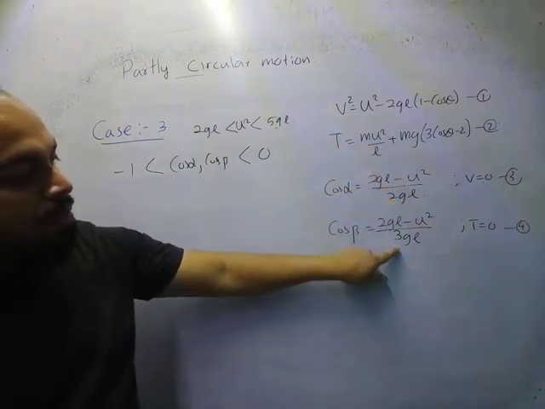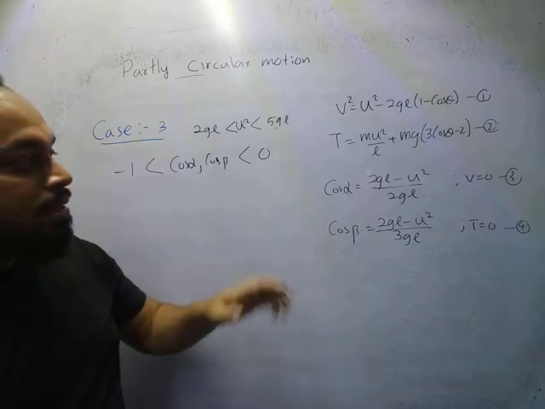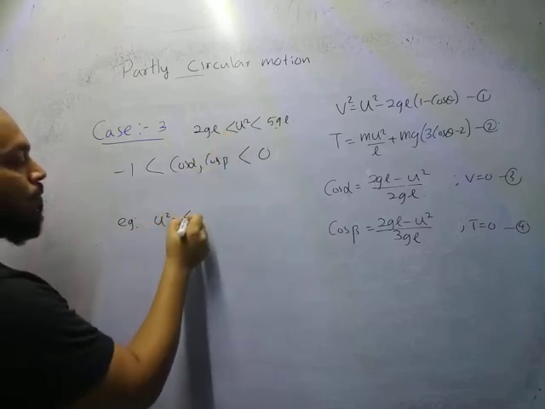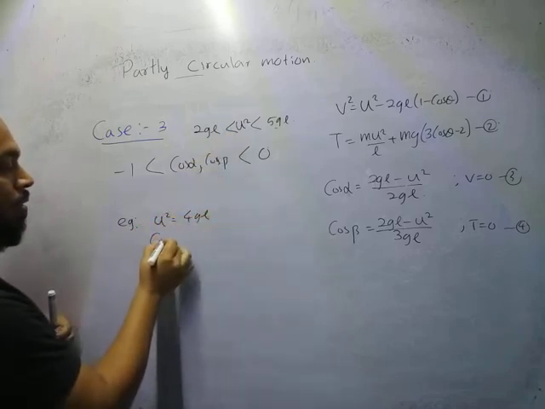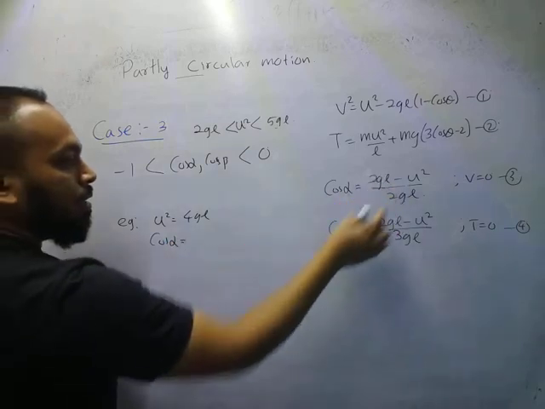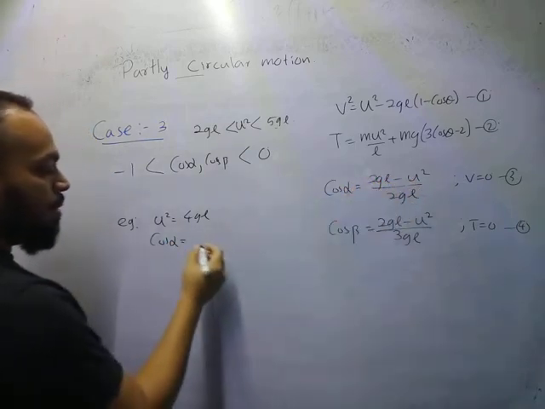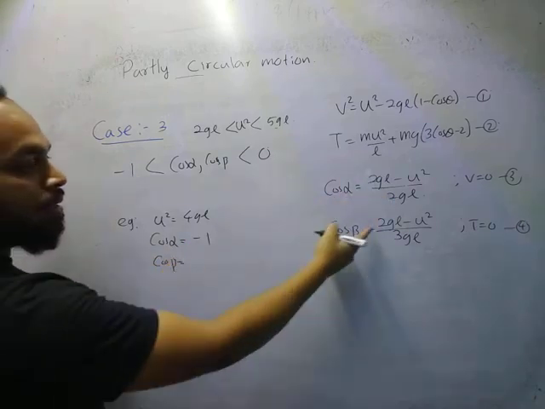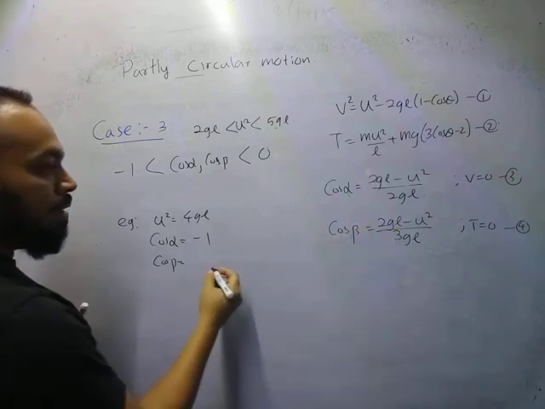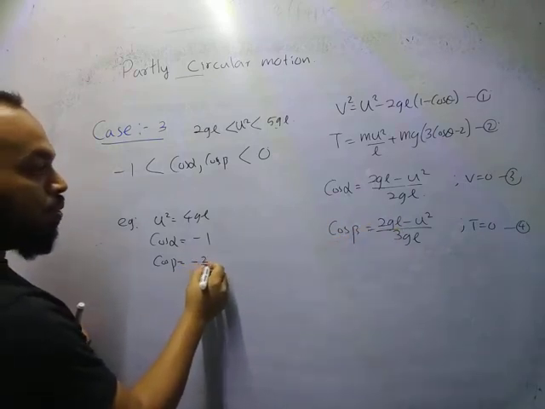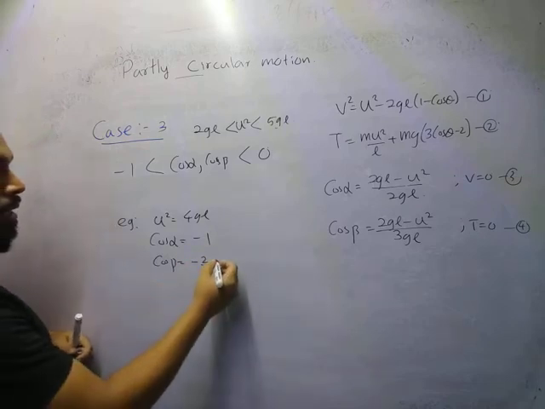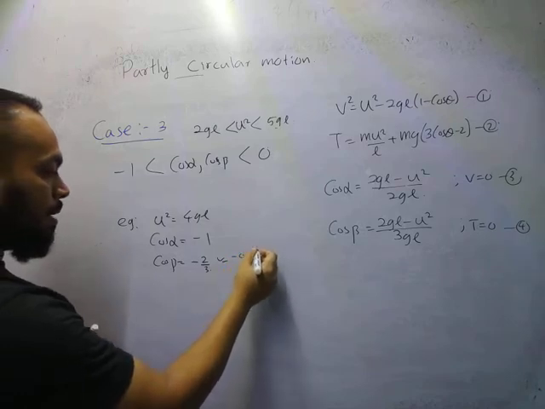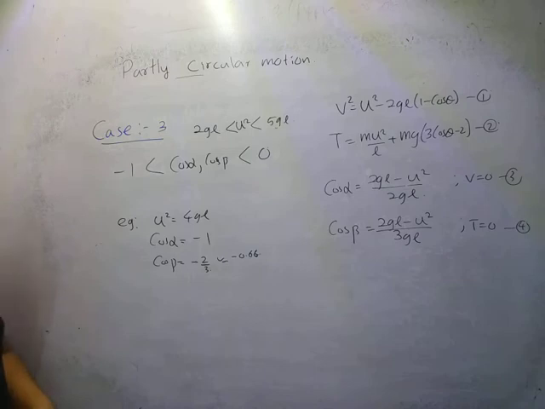This divides by 2gl, this divides by 3gl, right? But let's take an example. For example, u squared equal 4gl. What happens if we put it in? cos alpha would be minus 1, right? Putting it here gives minus 1. What is cos beta? 4gl minus 2gl over 3gl, that is minus 2 over 3, which is minus 0.66 something.